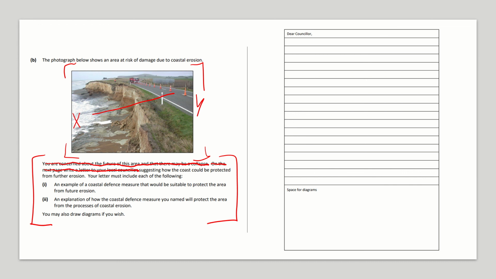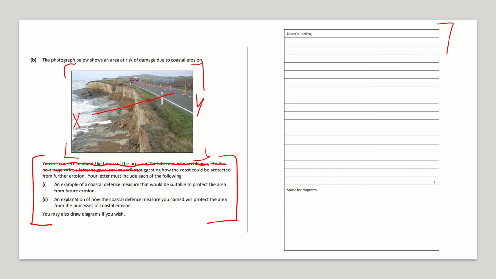So the question basically asks you to suggest how the coast could be protected from further erosion, and there are 2 things you need to do. Give an example of a coastal defensive measure that could be suitable. You could talk about rock armour or gabions. I suppose there are 2 big measures that we're going to use to reduce the rate of erosion in this coastal area, and then you need to explain how that coastal defense measure will protect the area.